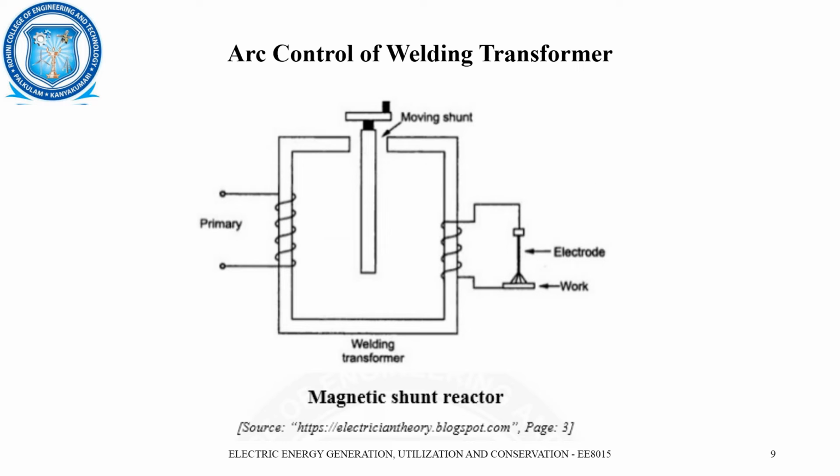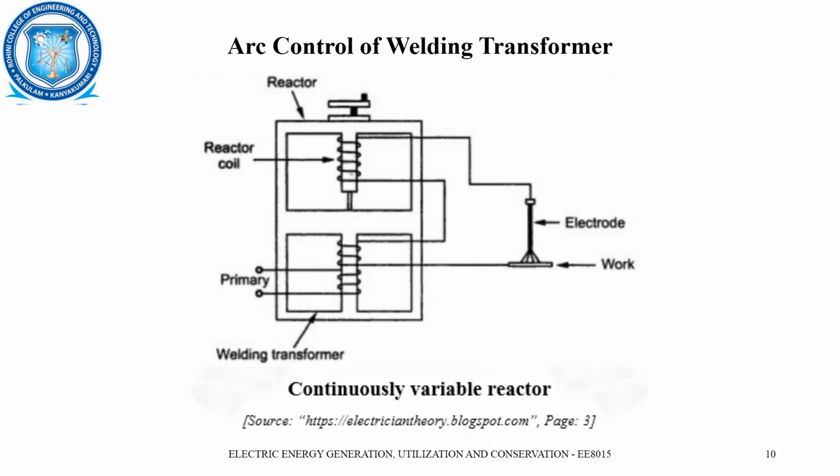Similar to the magnetic shunt reactor, in this case we have a reactor coil which is connected to the electrode, and this reactor coil is then connected to the second arm, and then it is connected to the work. We have the primary coil here. However, the position, or the height, of the reactor is continuously varied in this method, rather than in the magnetic shunt reactor method.